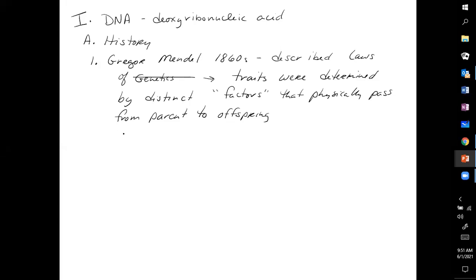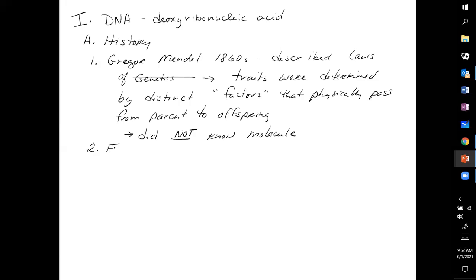Now, he did not know what molecules were responsible for the trait. He did not know what the factors were molecularly. He just knew that they were reproducible, something physical that passed on, some molecule that was physically passing from parent to offspring. So he did not know what molecule it was. And he did not coin the term genes either. That was later by scientist Johannsen.